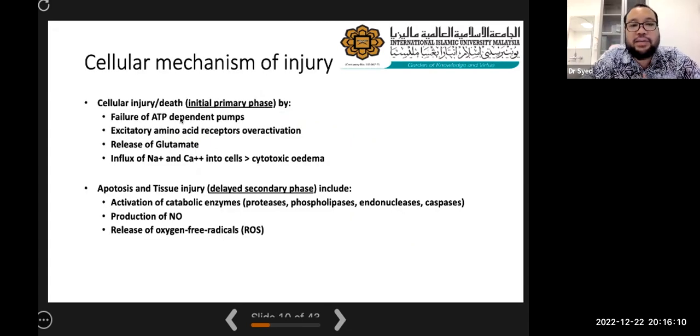So macam mana tadi as I mentioned before, firstly there'll be cellular injury and death. At the initial phase ni sebab apa? Sebab failure of ATP dependent pumps, your sodium and potassium pumps, and then excitatory amino acid macam glutamate, release of glutamate, so it becomes excitotoxic, influx of sodium and calcium into the cell, so results in edema and causing the cells to be damaged. And in delayed secondary phase, ada apoptosis and tissue injury.